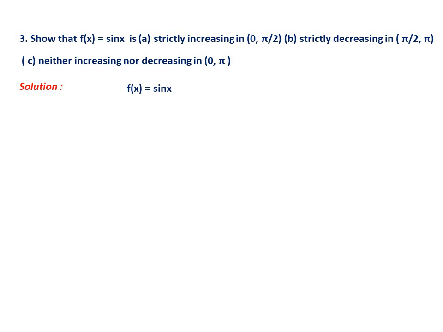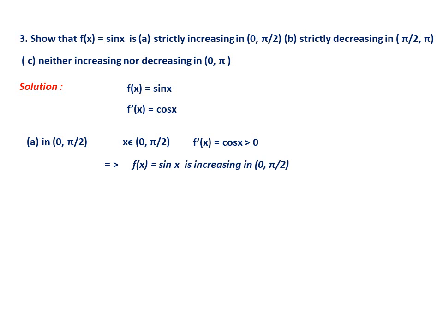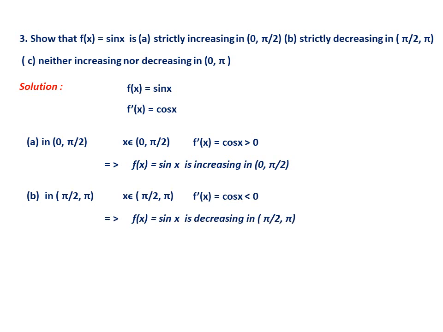Now f of x is sin x. Therefore f dash x equal to cos x, and in the interval 0 to pi by 2, f dash x, cos x, is always positive because in the first quadrant cos x is positive. So this implies f of x equal to sin x is an increasing function in 0 to pi by 2. Next, in the interval pi by 2 to pi, that is in the second quadrant, f dash x equal to cos x, but cos x is negative in the second quadrant. Therefore f of x equal to sin x is decreasing in the interval pi by 2 to pi.